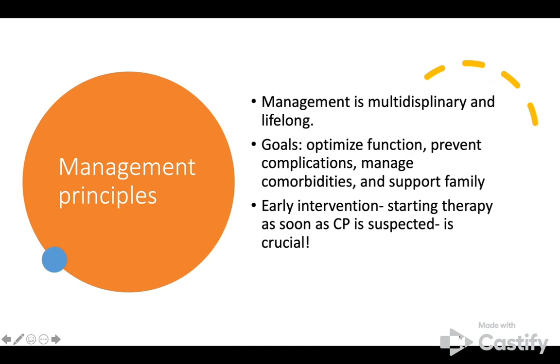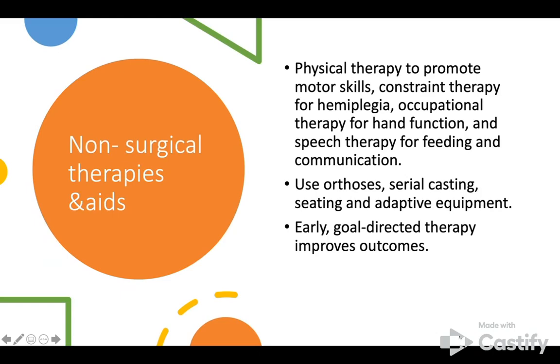Sadly, there is no cure for this disease yet, but the management has to be multidisciplinary to optimize the functions and prevent complications. There are non-surgical therapies, starting with physical therapy. It's very, very important for these patients to have physical therapy to promote motor skills. And it's very important to have respiratory physical therapy, because it decreases the readmission rate of these patients. It helps them with their secretions, with their sputum, and the movement of their muscles, and prevents thromboembolic events as well.